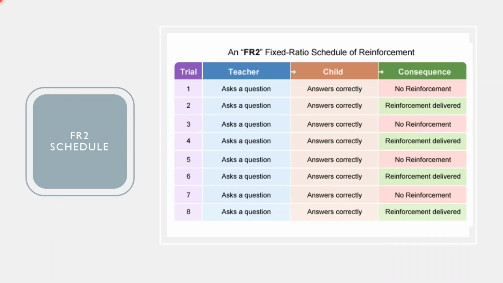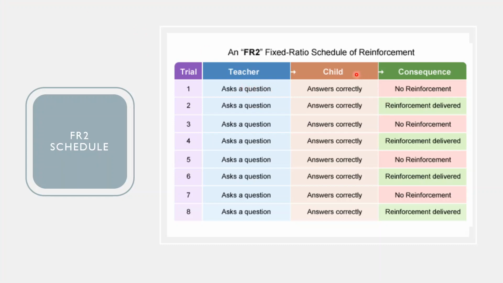This is an example of an FR2 schedule. And this notation, FR, means fixed ratio, where the 2 indicates the number of behaviors that have to occur before you get rewarded. For example, if a teacher rewards a student for correct answers to questions, but the student has to correctly answer a question twice, that would be an FR2 schedule that looked like this.